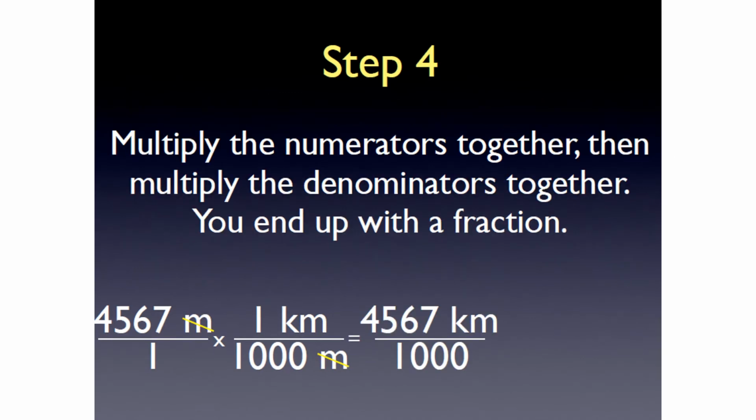Okay. Step 4, multiply the numerators together. So 4, 5, 6, 7 times 1 gives you 4, 5, 6, 7. Multiply the denominators together. 1 times 1,000 gives you 1,000.